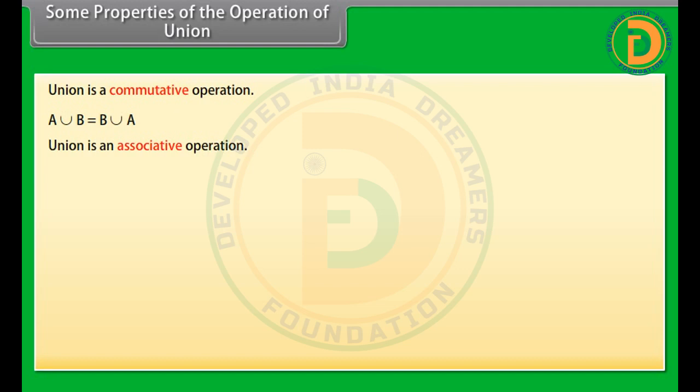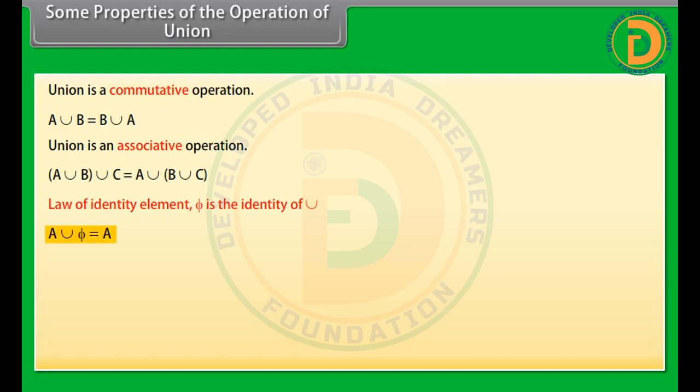Union is an associative operation. A union B union C is equal to A union B union C. Law of identity element. Phi is the identity of union. A union phi is equal to A. Idempotent law. A union A is equal to A. Law of U. U union A is equal to U.